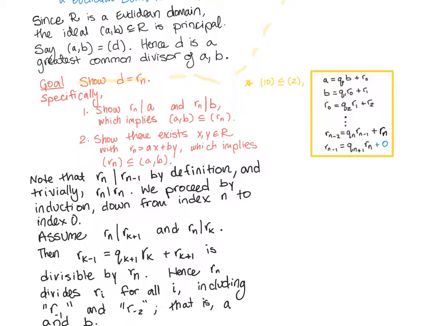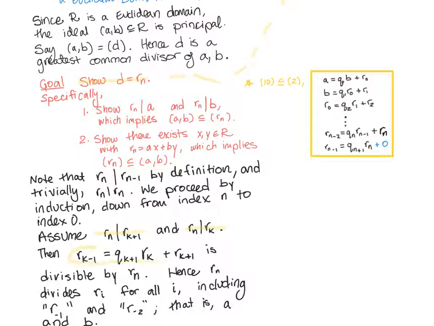To prove this divisibility, we're going to induct down through the indices of the terms in the Euclidean algorithm. So starting at the bottom, we see that since Rn is the last non-zero remainder, Rn must divide Rn minus 1, and, trivially, Rn divides itself. So then our induction hypothesis will assume that Rn divides successive terms, Rk plus 1 and Rk, and look at the formulation for Rk minus 1.